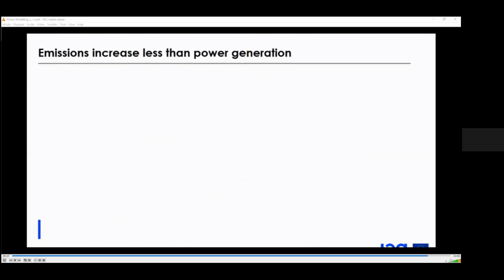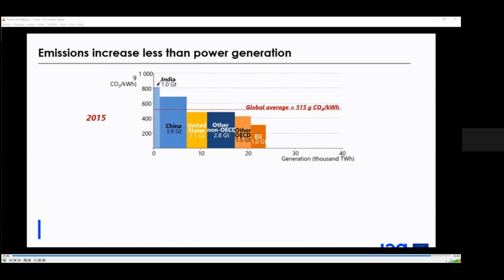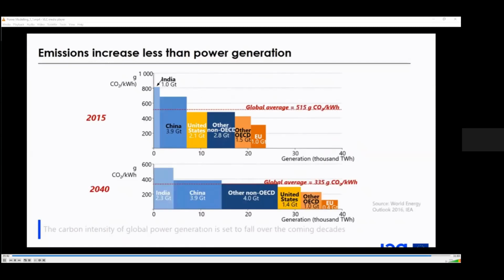Once overall fossil fuel use is determined from electricity generation using efficiency, we can derive the total CO2 emissions of the power sector. As you can see in the graph, the increase of electricity generation can be balanced by a decrease of the average emission per unit of electricity generated.